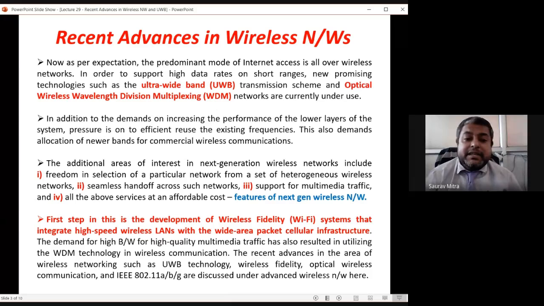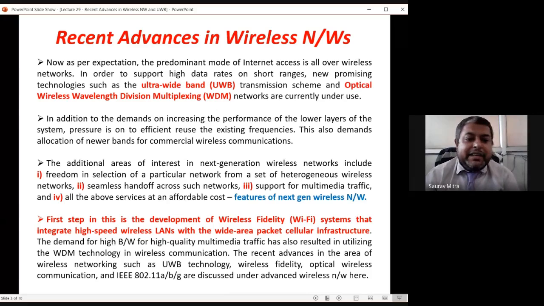So all these things, that is switching among networks, then seamless handoff across the network, then support for multimedia traffic, that is high volume of traffic, all these things should happen at a much lower cost. In that case we can say that this is a very advanced and recent wireless network for our use. So the first step in this is to develop a wireless fidelity system or Wi-Fi system.